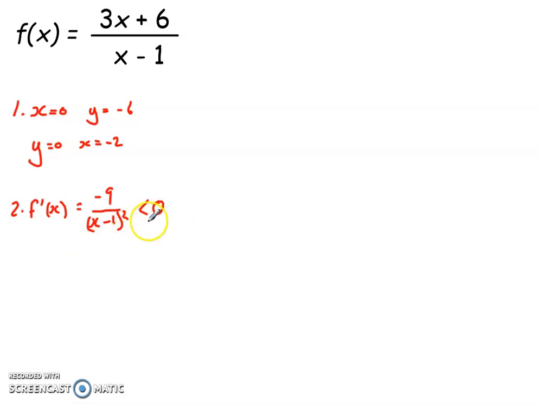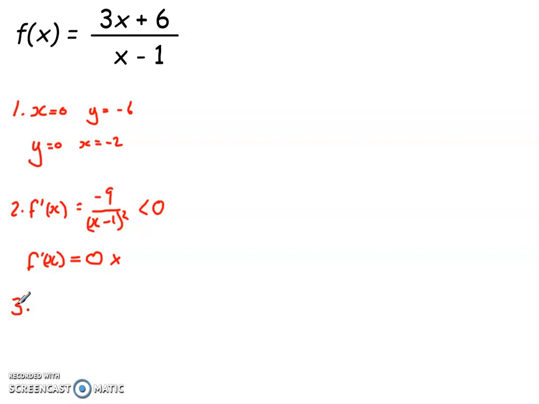If the curve is always decreasing, it's always going to have a negative gradient. Now I've said except when we have stationary points, so when f'(x) = 0, but for that to be true, negative 9 would have to equal 0. That can't happen, so there are no stationary points on the curve.